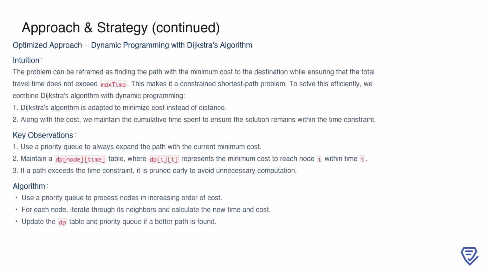Specifically, we maintain a priority queue that always processes the path with the current minimum cost. Additionally, we use a DP node-time table where each entry represents the minimum cost to reach a particular node within a given time. If a path exceeds the time constraint, we prune it early to avoid unnecessary computation. The algorithm proceeds by iterating through the neighbors of each node, calculating the new cumulative time and cost, and updating both the DP table and priority queue whenever a better path is found. This approach ensures that we focus only on feasible paths and avoid redundant calculations.